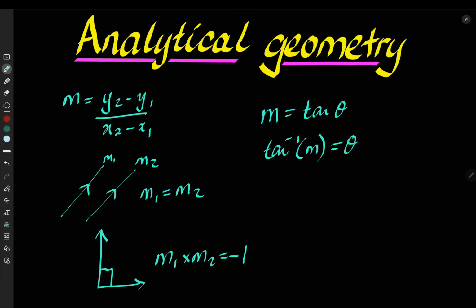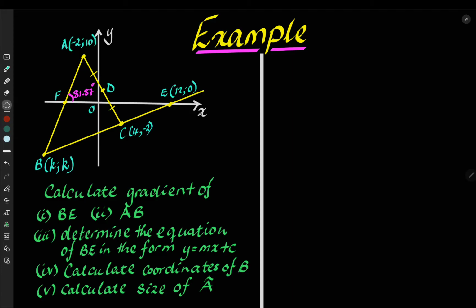Now, let's look at another example, whereby we work with an example from an examination. Let's look at this given example. We are given the shape A, B, C, D, and E. You can see this is like a triangle, and also the line BC produced to E. So we are asked here to calculate the gradient of BE. That is the point B here, and also E.